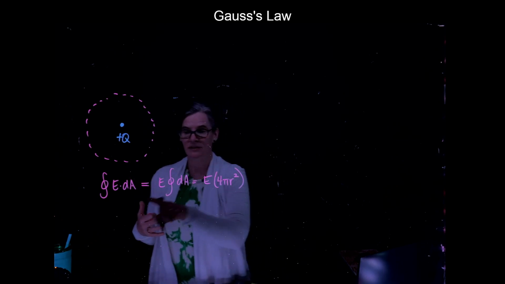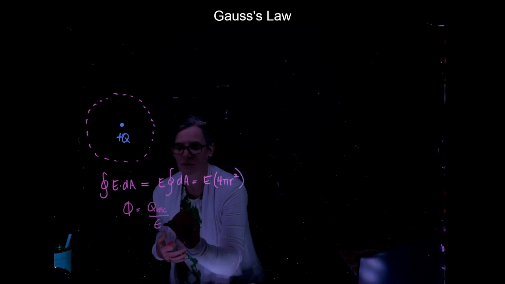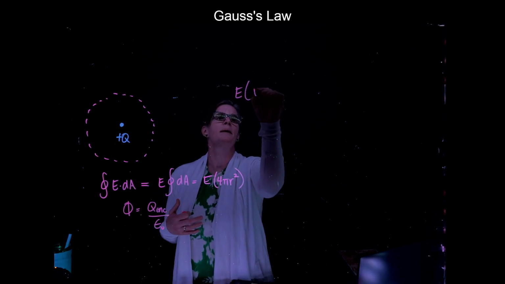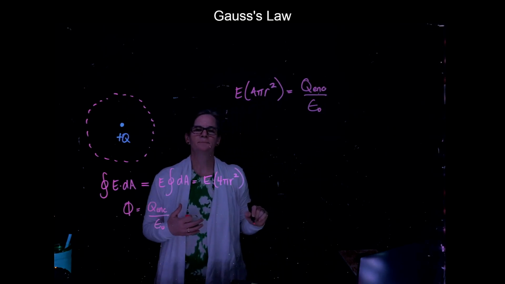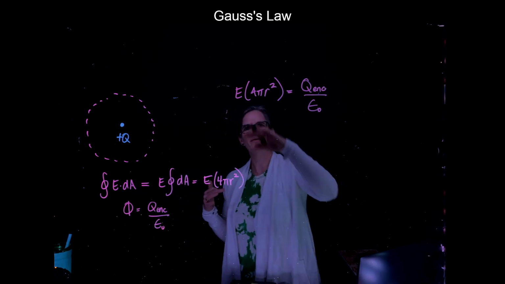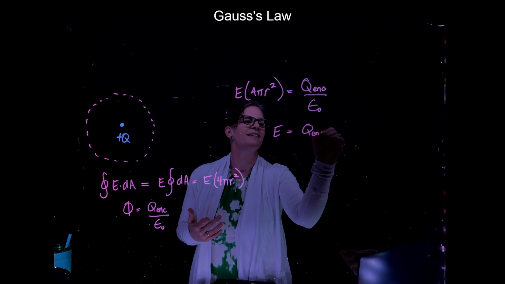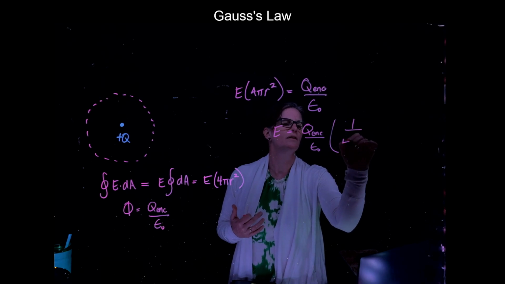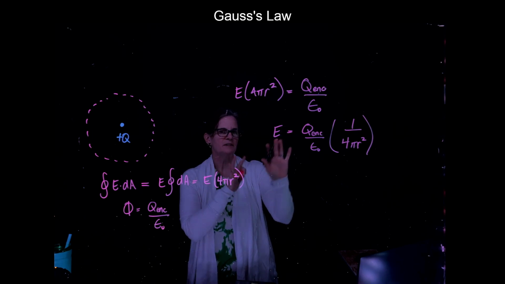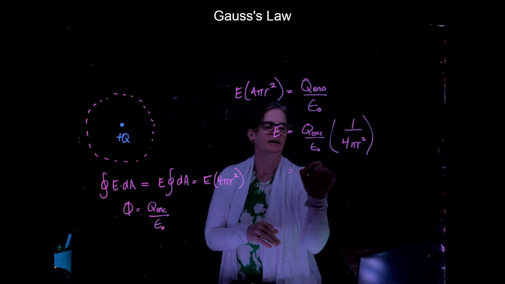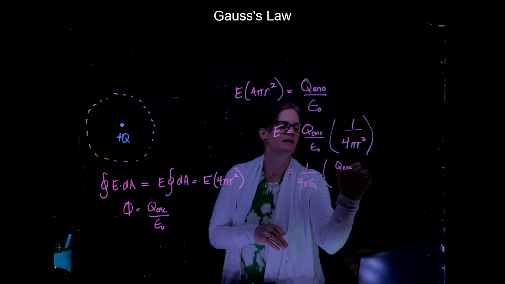Gauss's law says that this, so this is the flux, Gauss's law says that the flux is equal to Q enclosed over epsilon naught. So E times 4 pi r squared is equal to my Q enclosed over epsilon naught. So with a little bit of rearranging, I'm going to pull 4 pi r squared over on this side. So my electric field is equal to Q enclosed over epsilon naught times 1 over 4 pi r squared. Now I'm going to do a little rearranging. No mathematical specialty here, just moving things around appropriately. And I end up with 1 over 4 pi epsilon naught times Q enclosed over r squared.